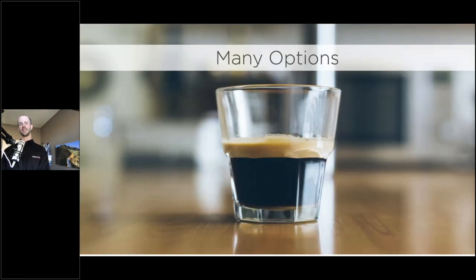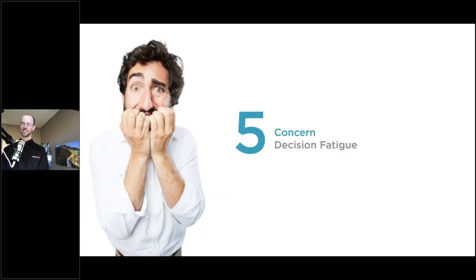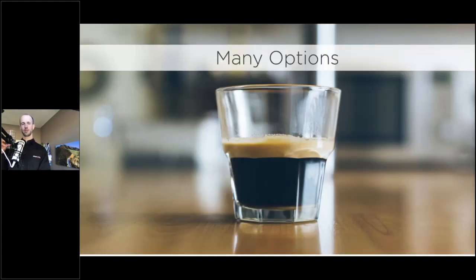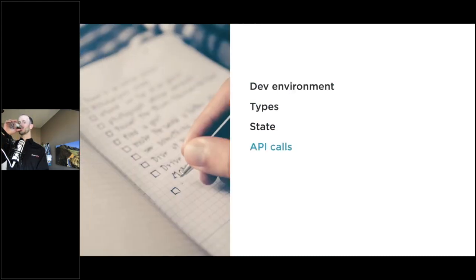Concern number 5 is decision fatigue. As I said earlier, React is not opinionated. And so because of that, you end up having lots of options. Depending on your outlook, that could be a good thing or a bad thing. Here's a few of the decisions that you need to make. React doesn't have opinions on any of these things. It lets you decide how to handle these decisions. So let me briefly talk about these.